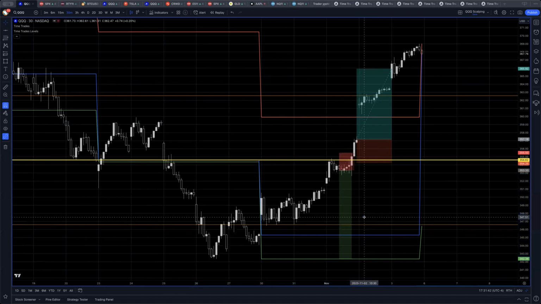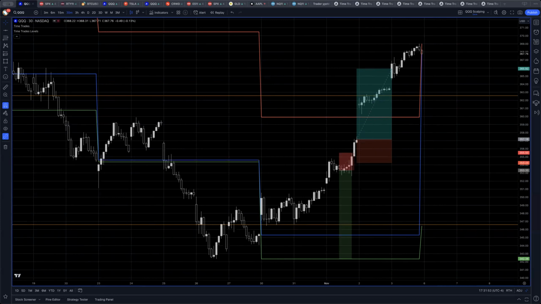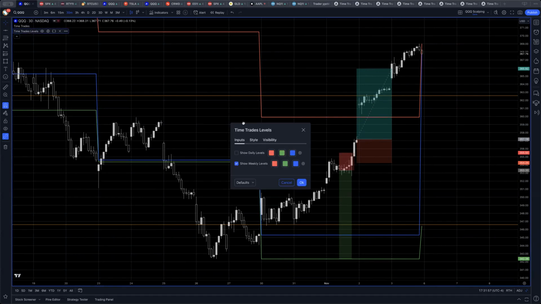So I like to make these things convenient. I made it convenient for me, made me a bit of money this week, so I want to share it with you. All right, so that's time trades levels. That's how that works.